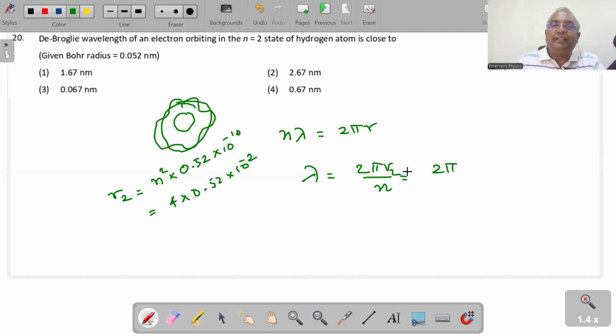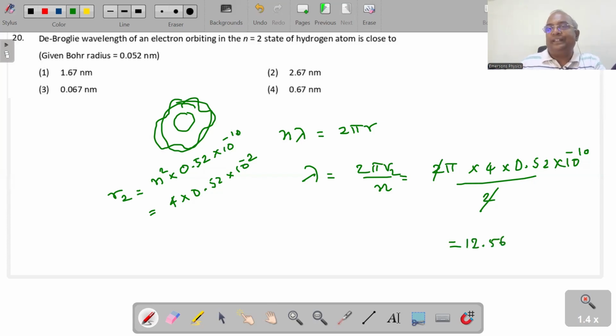The radius of the second orbit is 4 into 0.52 into 10 to the power of minus 10, divided by the second orbit number. That's all. So multiplying 2 by 4 pi gives 12.56 into 0.52 into 10 to the power of minus 10. I am keeping this in nanometer. If you multiply this, you will get 0.66 nanometer exactly. So 0.66 is the answer. So the answer is 0.67 should be the answer.